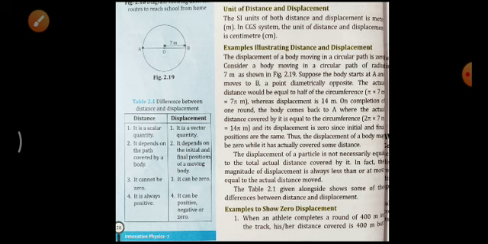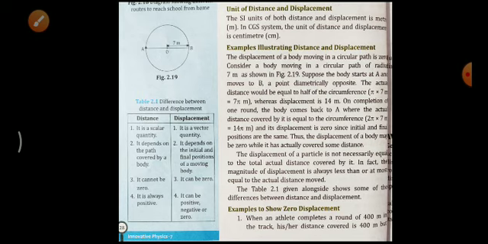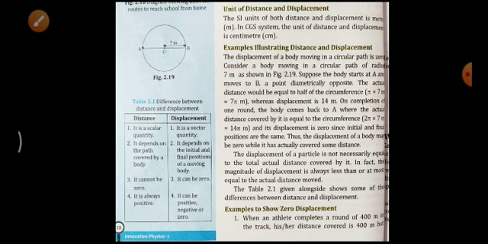Now, on completion of one complete round, that means if it started from A and comes back to A, what will be the distance and what will be the displacement? Let us try to understand that. How do we calculate it? The total circumference will be the distance covered by the moving object.